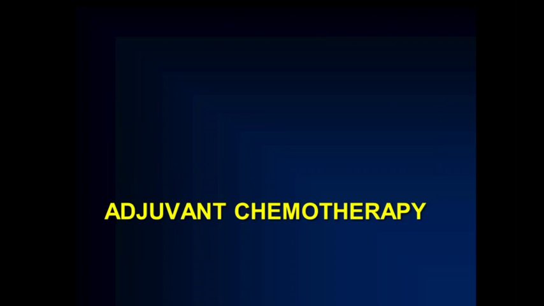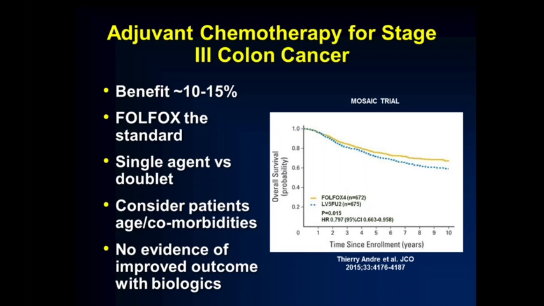Okay, now we'll shift from surgery to the role of adjuvant chemotherapy. Generally speaking, 5-FU-based chemotherapy will usually enhance the cure rate by about, on a relative basis, one third. But in addition to that, there is an additional survival benefit when oxaliplatin is added to the 5-FU.